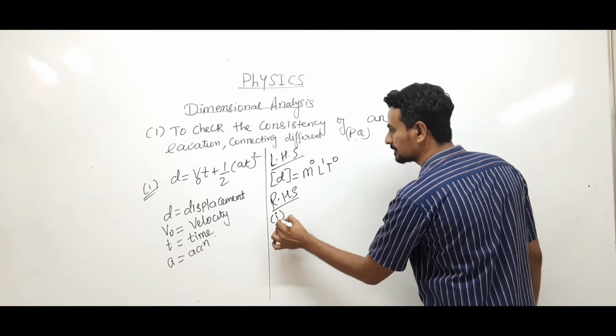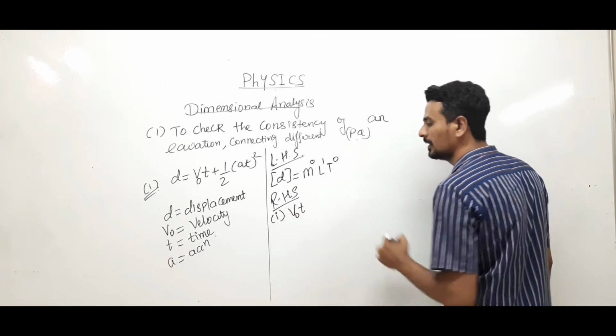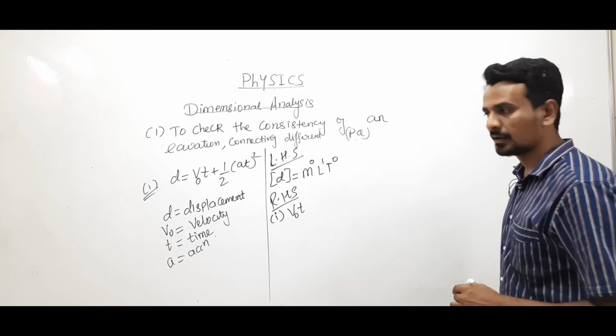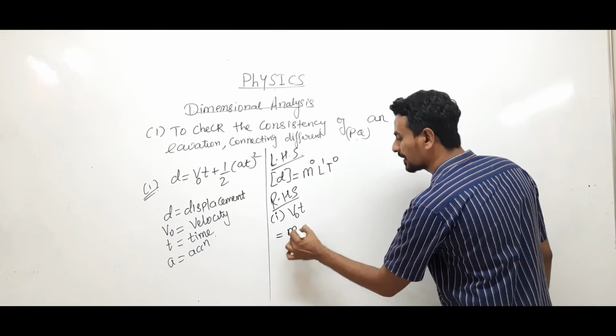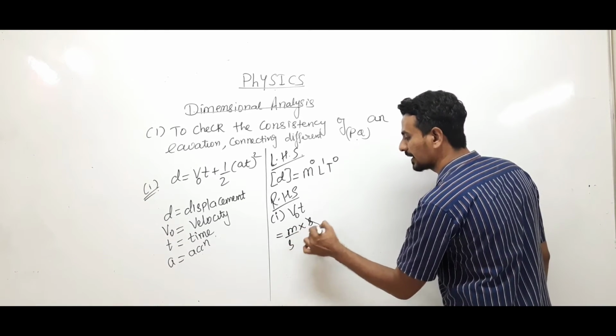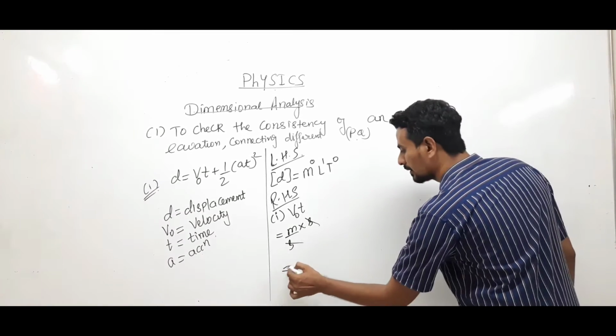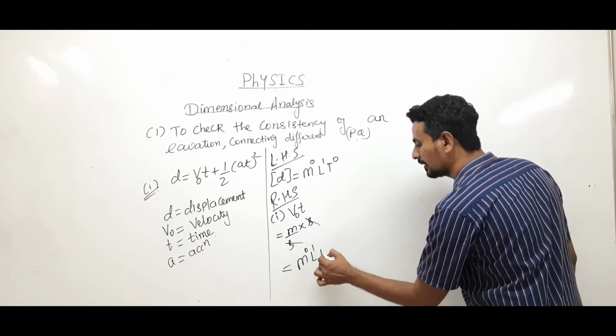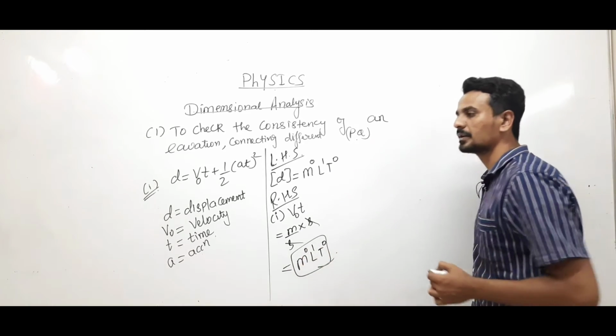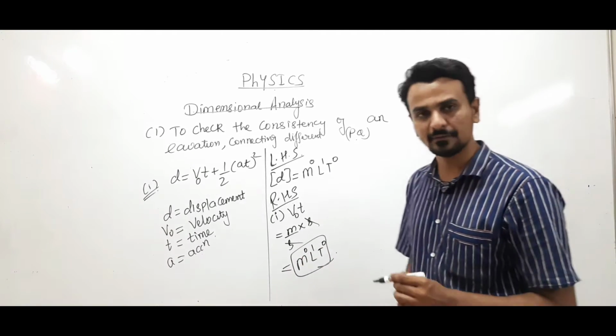Fine. We'll see the right hand side, the first term: V0t. V0 means velocity, right? The unit of velocity is meter per second and the unit of time is second. So it is meter. Meter means M0 L1 T0. Meter is a unit of length, of course.